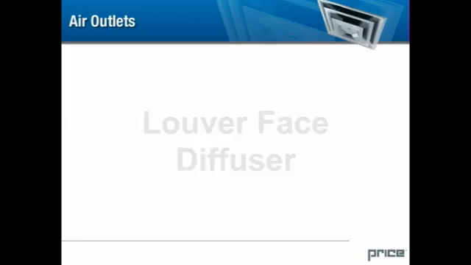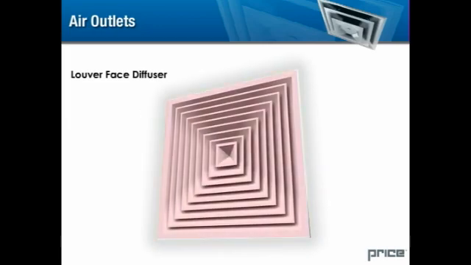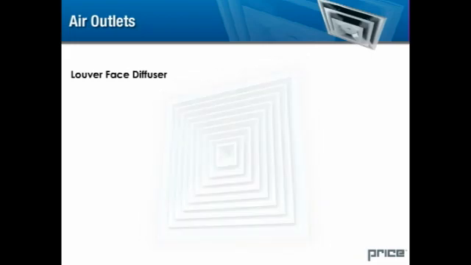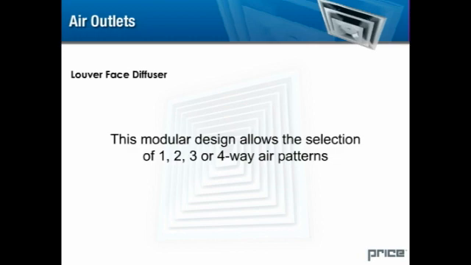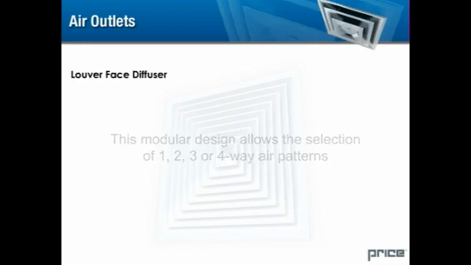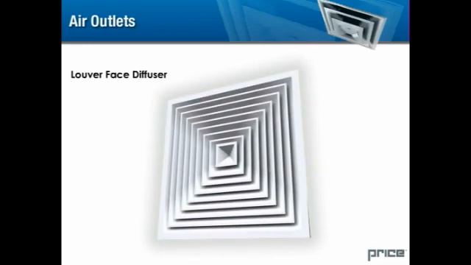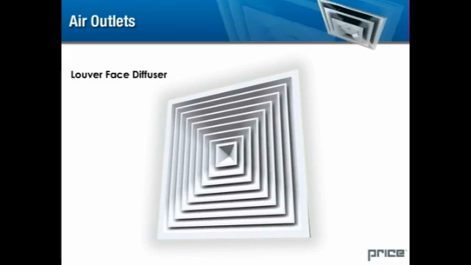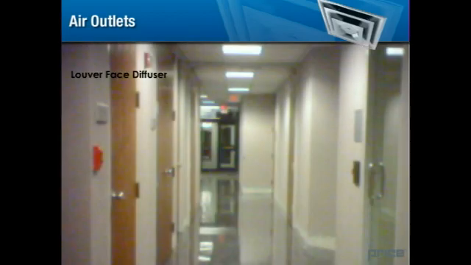Louver face diffuser. Louver face diffusers are available with a square or rectangular face composed of a fixed modular core. This modular design allows the selection of 1, 2, 3, or 4-way air patterns. Available neck sizes are square or rectangular. In addition to the design flexibility, the louver face diffuser is popular with architects because the louvers do not protrude below the ceiling line. Louver face diffusers have the capacity to control and direct air in unconventional rooms such as long hallways.